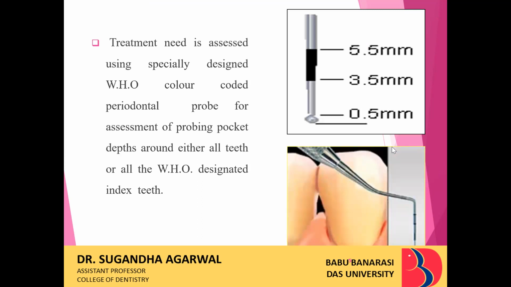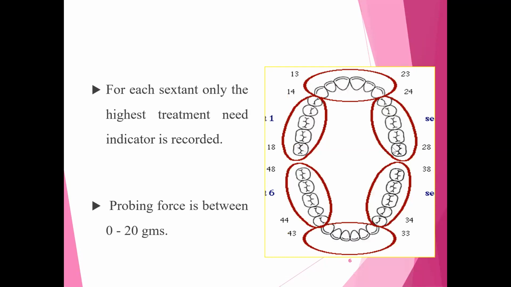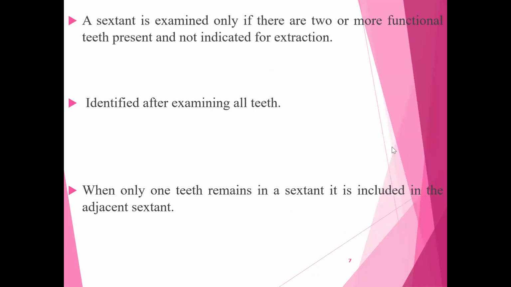Treatment need is assessed using a specially designed WHO color-coded periodontal probe for assessment of probing pocket depths around either all teeth or all the WHO designated index teeth. For each sextant, only the highest treatment need indicator is recorded. Probing force is between 0 to 20 grams. A sextant is examined only if there are 2 or more functional teeth present that are not indicated for extraction.